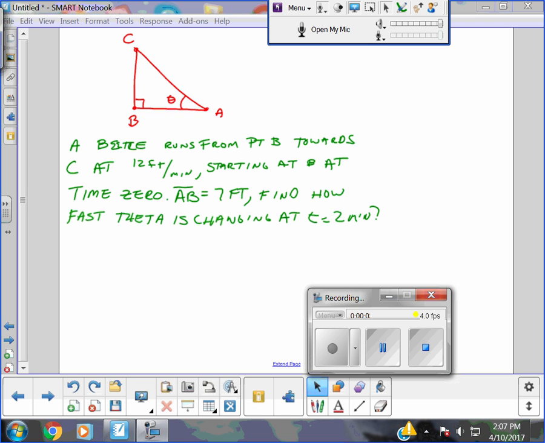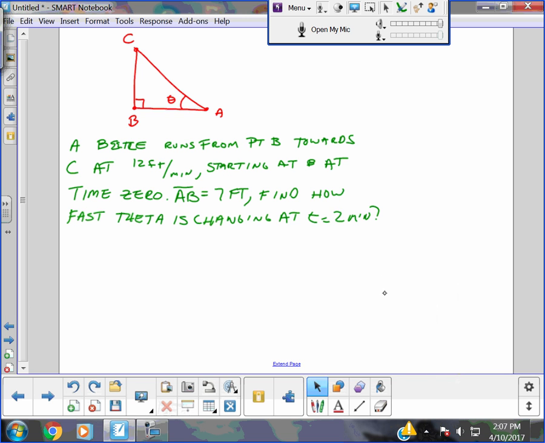All right, so put a problem on the board here. I show a little diagram to give it some context. A beetle runs from point B towards C at 12 feet per minute, starting at B at time equals 0. For context, AB is 7 feet. Find out how fast theta is changing at time equals 2 minutes.